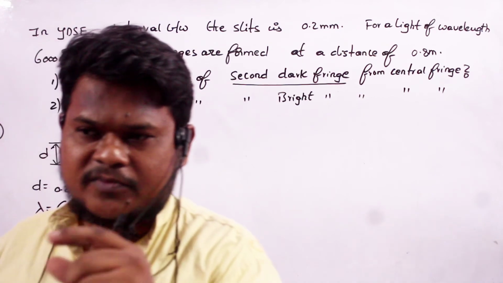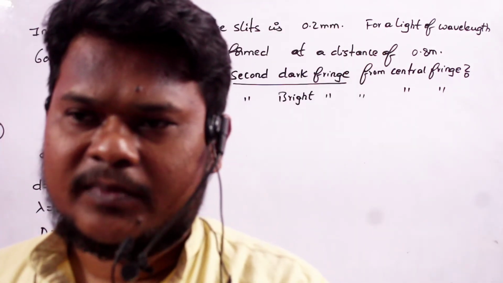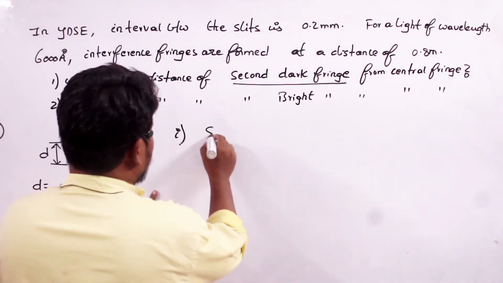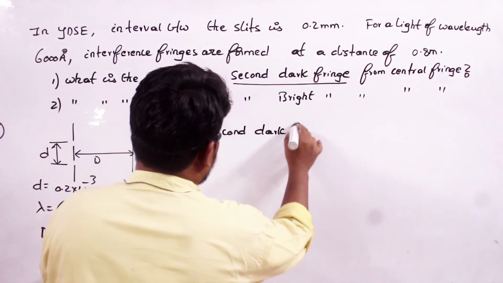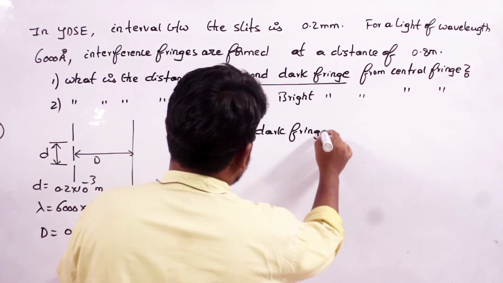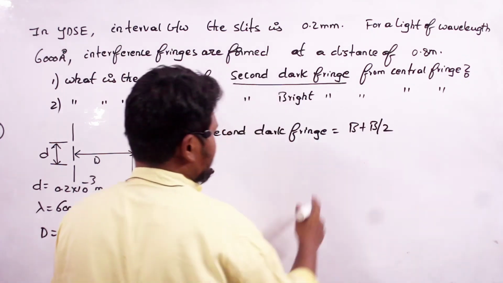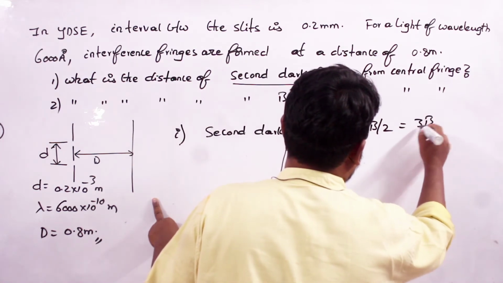First dark fringe will be at what distance? Beta by 2. Second dark fringe? Another beta. Clear, no? So the second dark fringe will be at a distance of beta plus beta by 2. So this is what I want. That's it. So how much is it? 3 beta divided by 2.